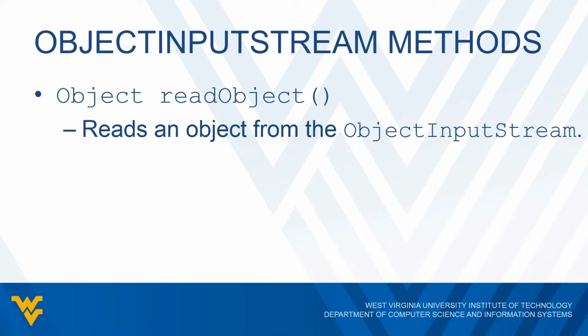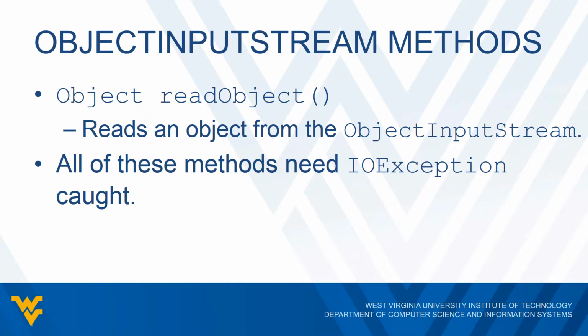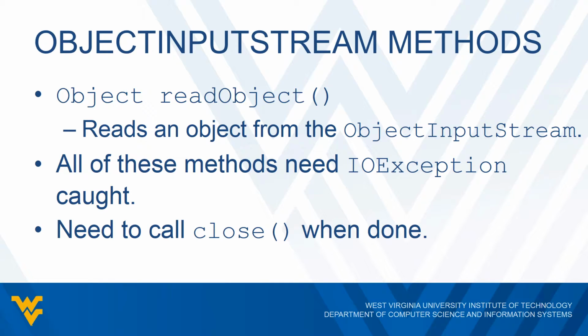And just like with the methods from the object output stream class, all these methods are going to need the IOException, so we have to catch that. So we will need try-catch blocks, and then we will also need to call the corresponding close method for this object when we're done with reading from the file.